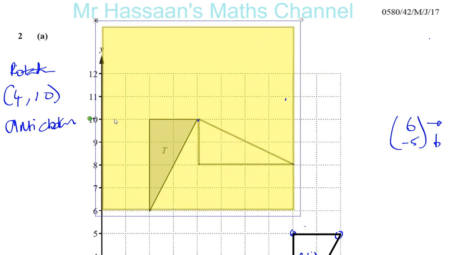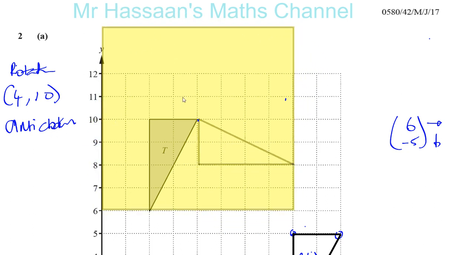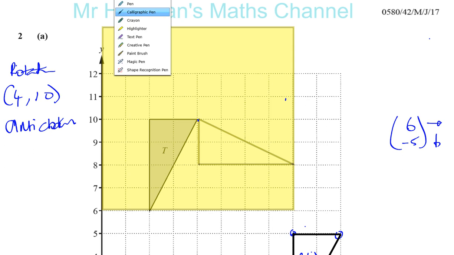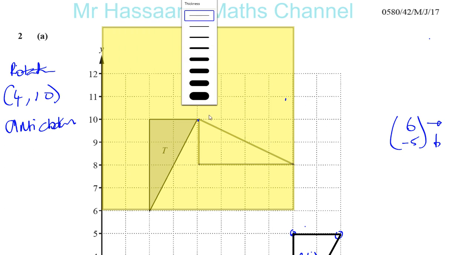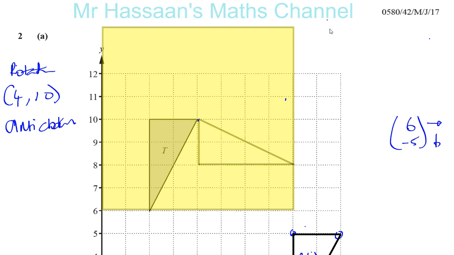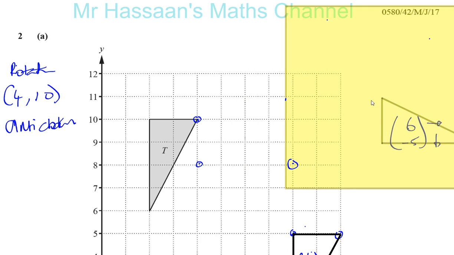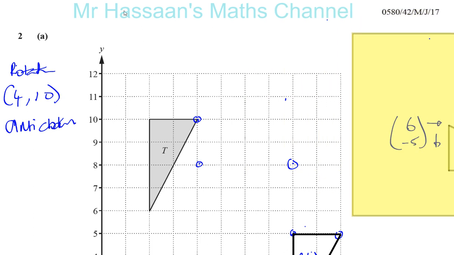That's exactly 90 degrees, so we can see where we end up. We end up in this position here. So we've got basically this point here, this point here, and that point there. Then you move your tracing paper away and you join those points together.